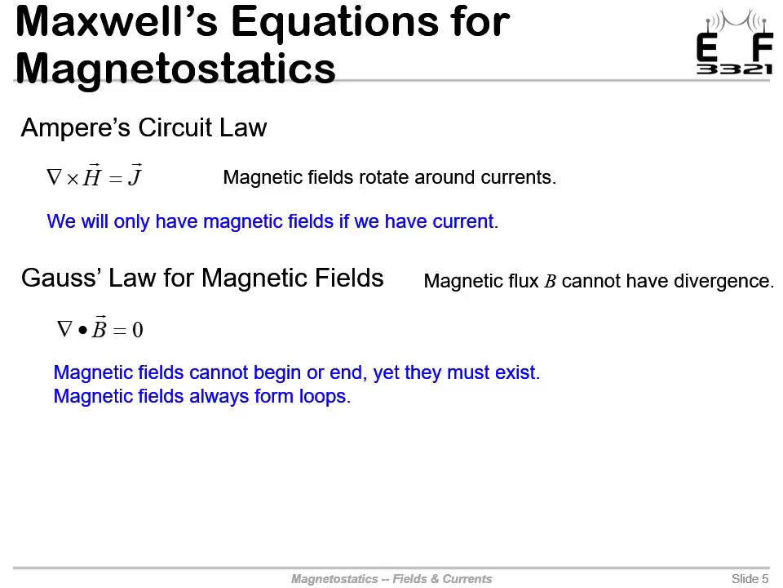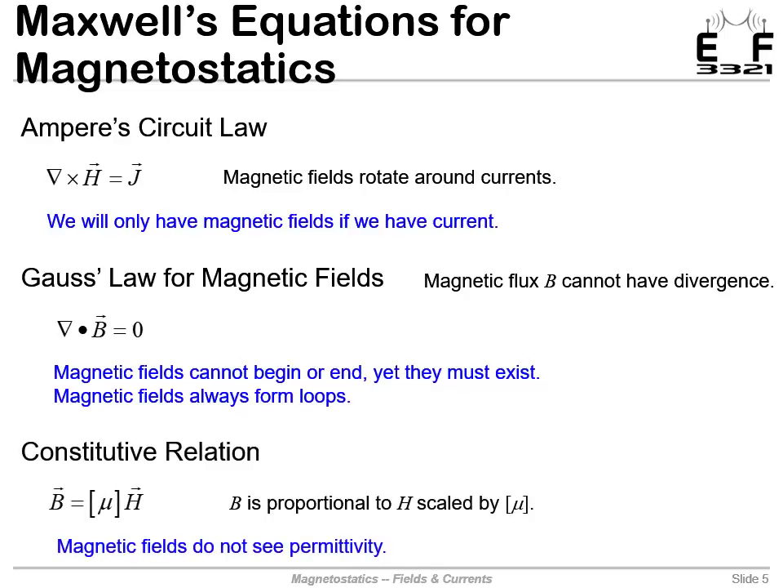We have our Gauss's law for magnetic fields. This is unchanged from electrodynamics. And it's saying that the divergence of the magnetic field is zero. So the magnetic field cannot appear to be diverging or converging to a particular point. That also means they can't start or end, yet they exist. So this means that magnetic fields form loops, and in fact, they form loops around the currents.